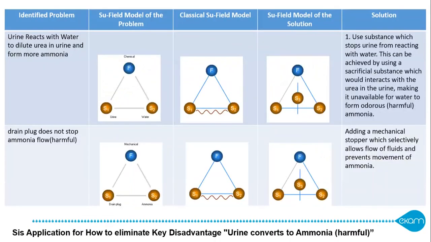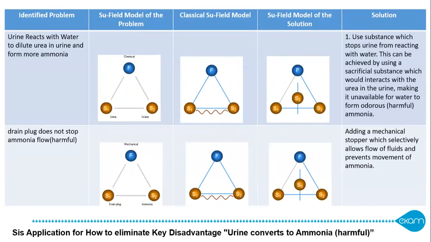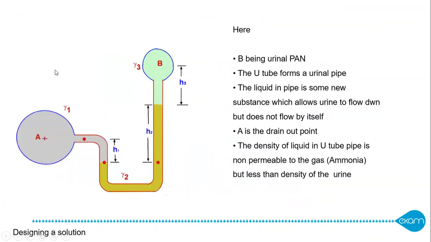This product is designed based on two basic system analysis. You might not be able to see the text here. Urine interacts with water, and the urea in the urine becomes ammonia. So we have to deal with these two systems, S1 and S2, by introducing a third system in between, which will stop ammonia from coming back to the washroom, but allow the water to go down the drain. So urine reacts with water to dilute urea and form ammonia. This was the problem statement identified in the entire system.